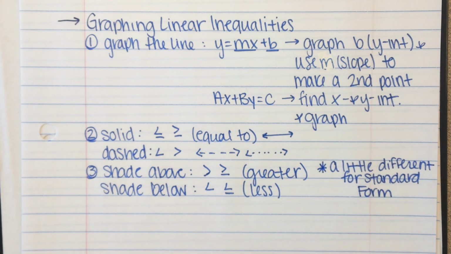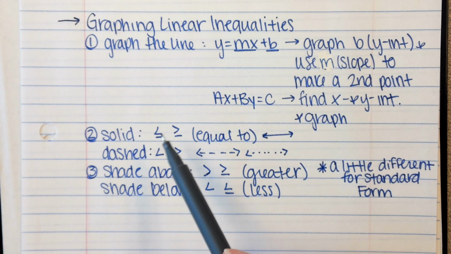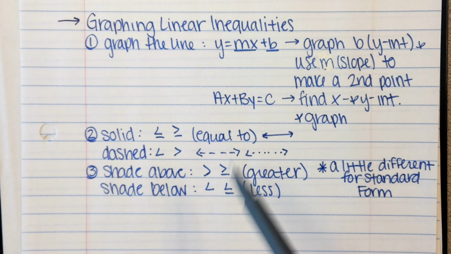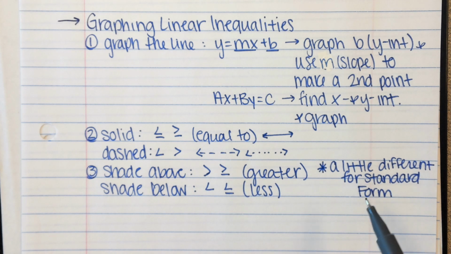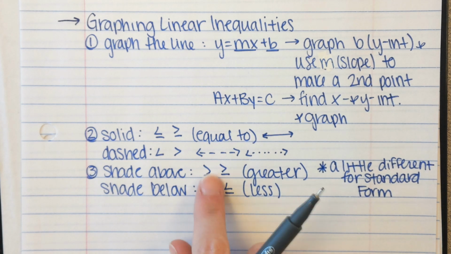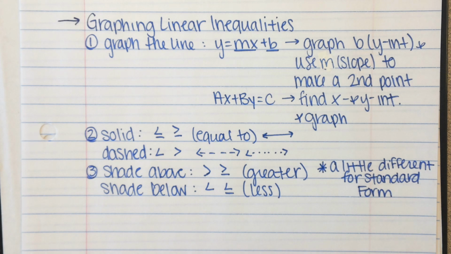Now, before we move on, I added a little note here for the shading. It's going to be a little bit different for standard form. If you have slope-intercept form, you're just going to look and see where y is greater than, less than, and that's going to tell you how to shade above or below. Okay, for standard form, you're going to look at each little equation that you get when you find the intercepts, and you're going to use that to do the shading on your graph. And I will show you how to do that in the examples. But just know, your shading is not going to be as straightforward for standard form, okay? But I still think you guys will do fine with it.